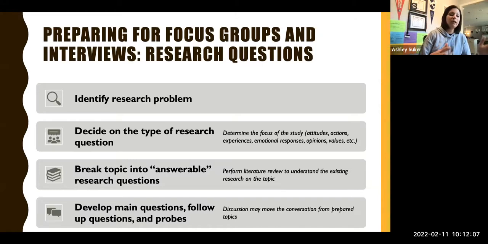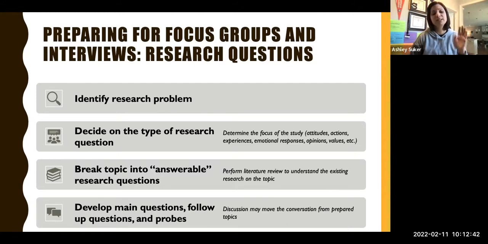So once we move away from observations, we start to prepare for focus groups and interviews. And while focus groups are a group and interviews focus on one person, the basic structure of what you need to do to get ready is the same. So the first thing you need to do is identify the research problem. And this can be thought of as identifying the research topic. Then you need to decide on the type of research question. And to do this, you need to determine the focus of the study. And that can be attitudes, opinions, experiences, those kind of things.